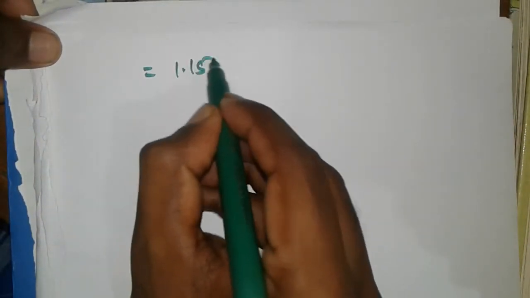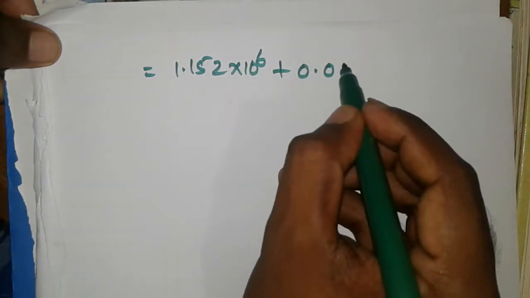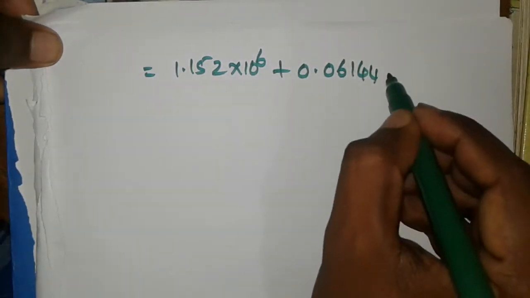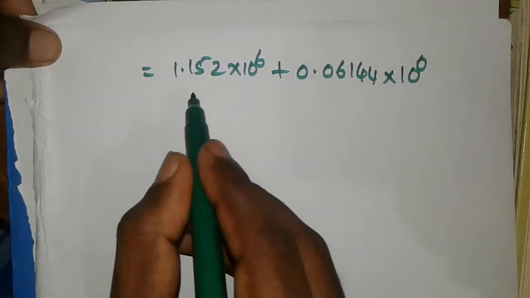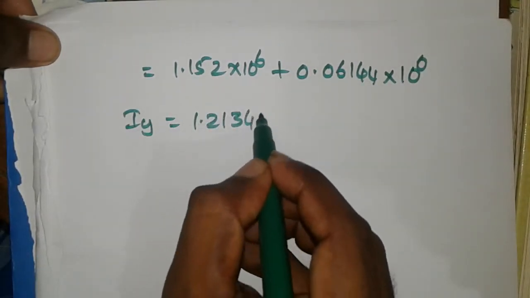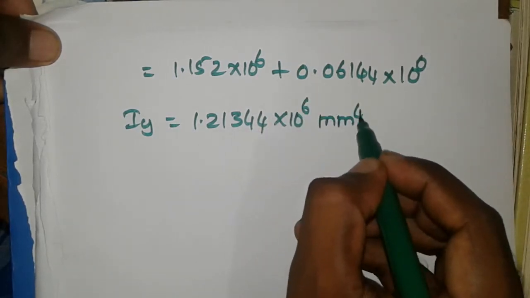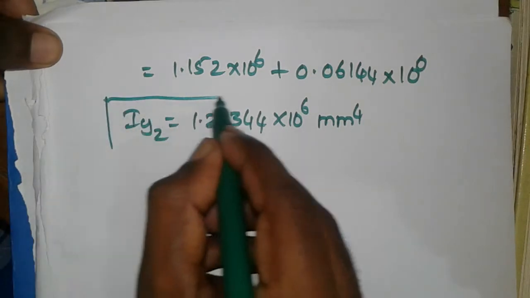After solving that, you will get a value 1.152 into 10 power 6 plus 0.06144 into 10 power 6. Iy2 value is 1.21344 into 10 power 6. This is Iy2 value.